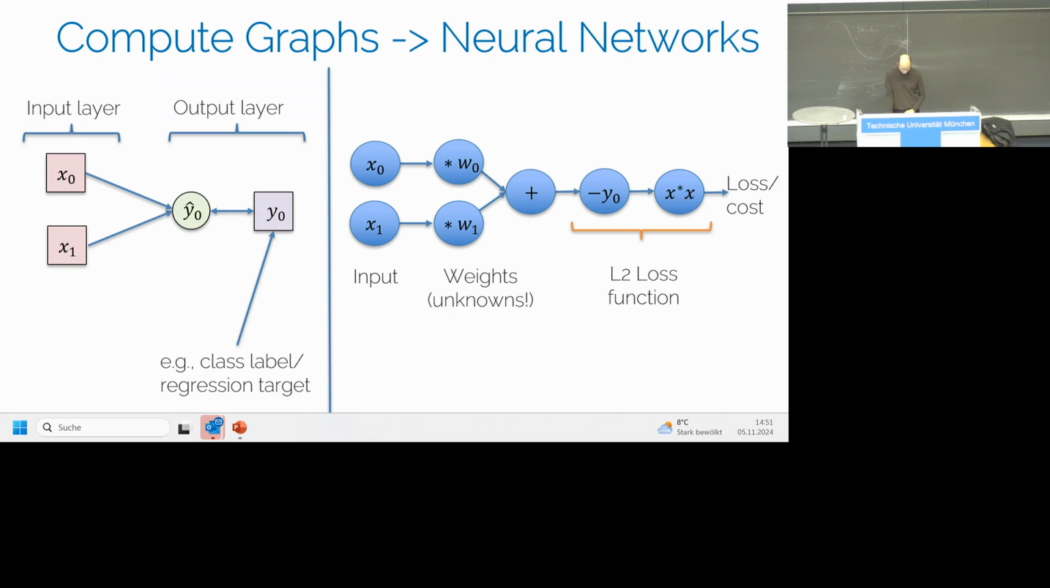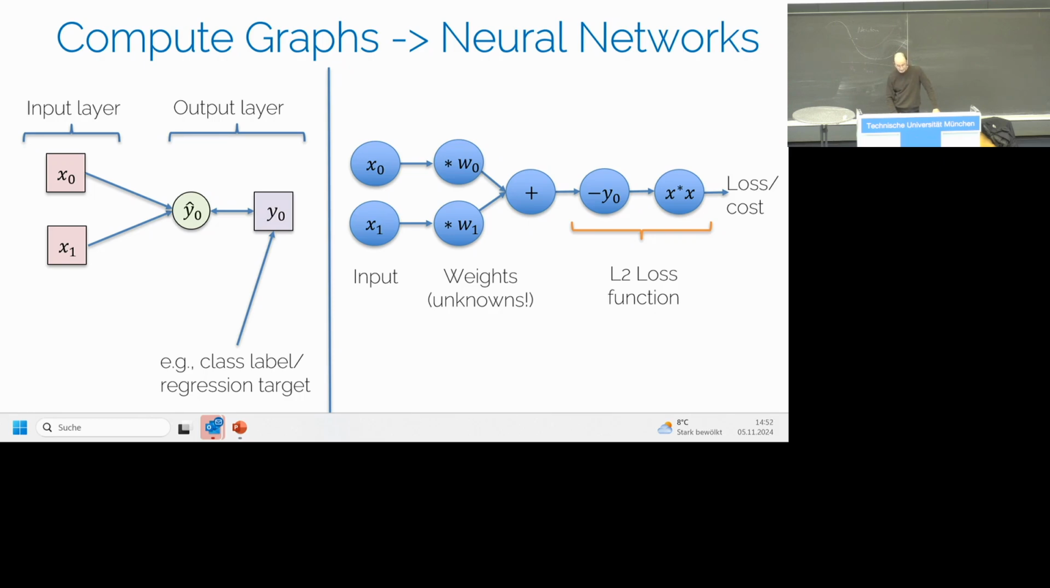So x0, x1 are the inputs. They're multiplied by weights w0, w1, summed up. That gives you the output, and then you take that output, subtract y0, the desired target label, and then you square this to get an L2 loss on the discrepancy of the weighted sum minus y0, right?